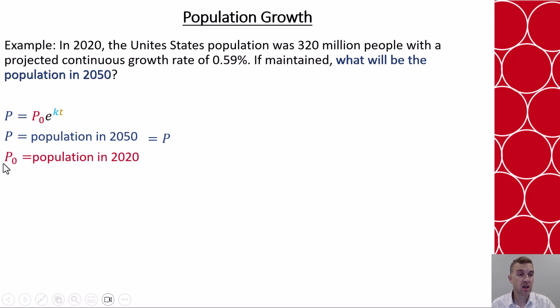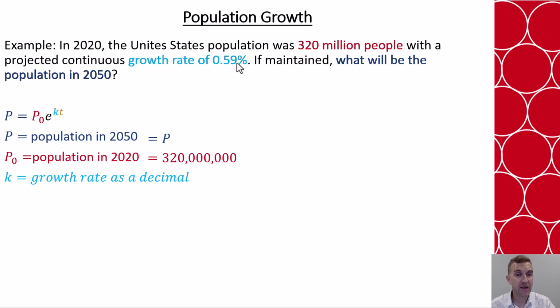The next one says, what's our initial amount? Well, that's the population in 2020. Well, population 2020 was 320 million people. So that's what we're going to use for P naught. The next part is our K value. What's the growth rate? Here it tells us it's 0.59%. But remember, we have to change that to its decimal value. So we're going to divide that by 100. So we're really looking at 59 10,000ths.